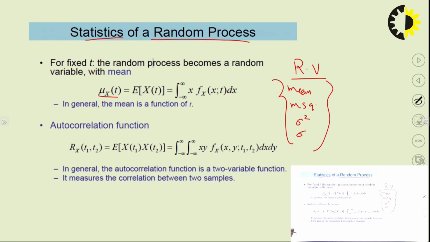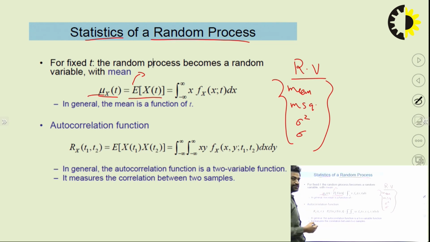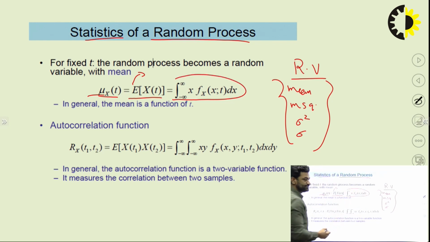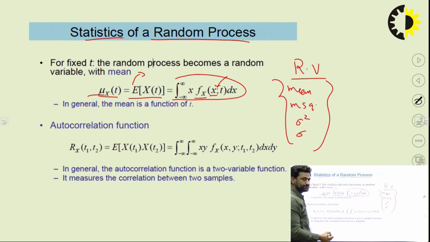Similarly, for a random process we will evaluate the mean. This mean will become a function of t, E stands for the ensemble and mu is denoted as the mean. The formula for the mean is the integration of x f x. Here x is the values coming from the sample space, which depend upon time, and this is the PDF. To evaluate the mean for a random process, this is the formula. The mean is a function of t.